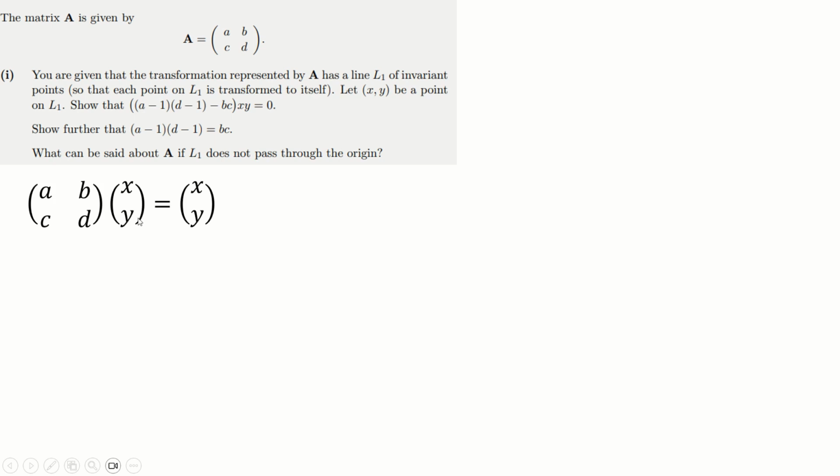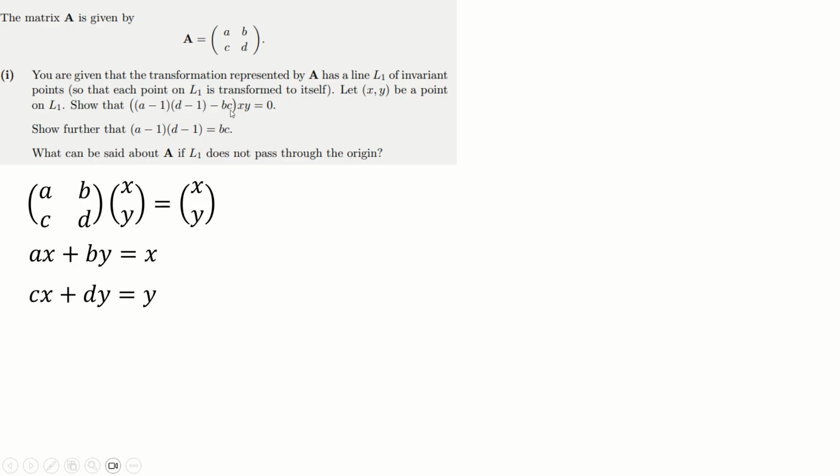So in some ways it's easier because you just need to send (x, y) to (x, y), not to some other point on the line. It's just (x, y) goes to (x, y). So reading along the top bits, we have ax plus by equals x. So this is the line that describes where x would have to be in order to go to itself. And then this is the line that describes where all of the y's would have to be in order to get mapped to themselves. And now we need to show this thing here.